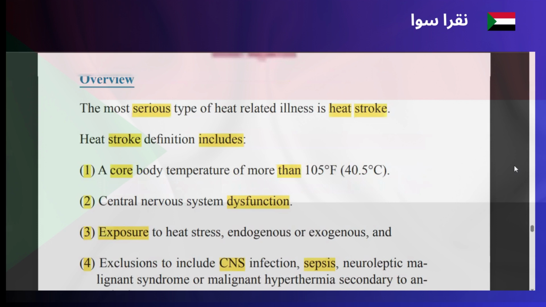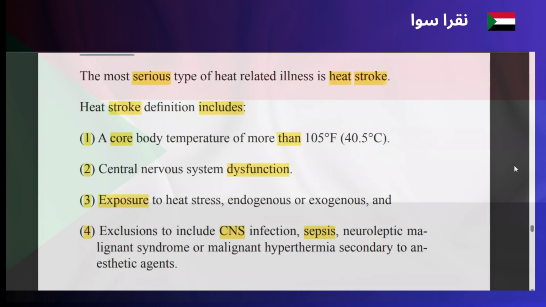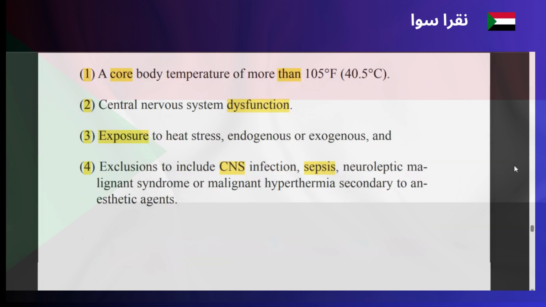So, heat stroke definition includes a core body temperature of more than 40.5, central nervous system dysfunction, exposure to heat stress, endogenous or exogenous, and exclusion to include CNS infection, sepsis, neuroleptic malignant syndrome, or malignant hyperthermia secondary to an anesthetic agent.